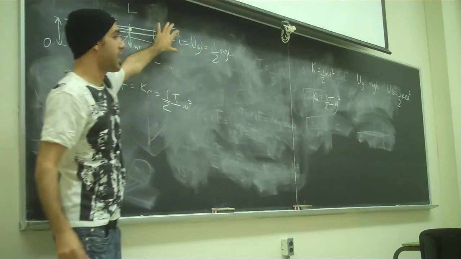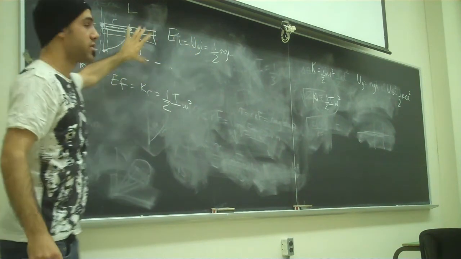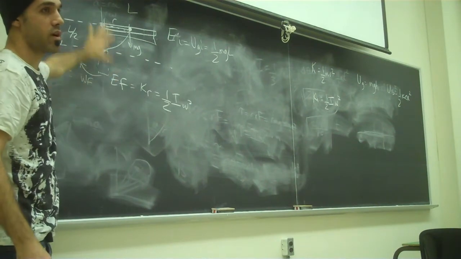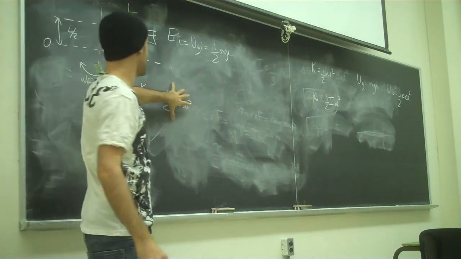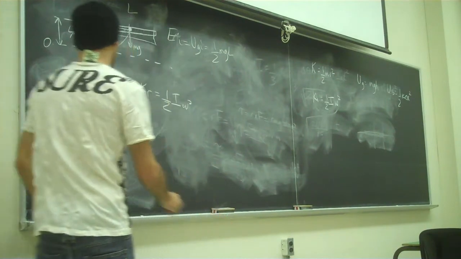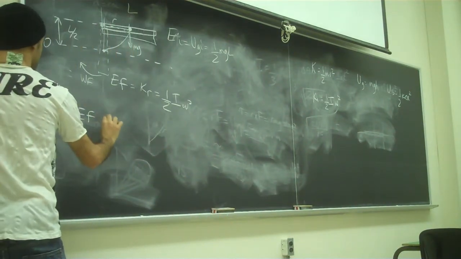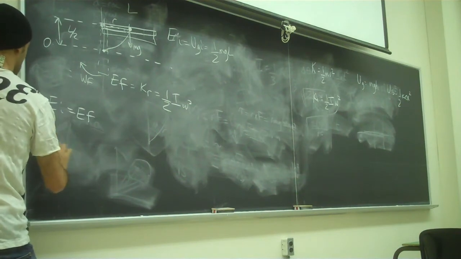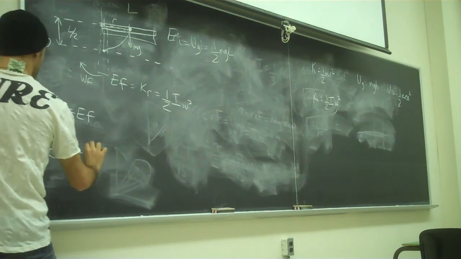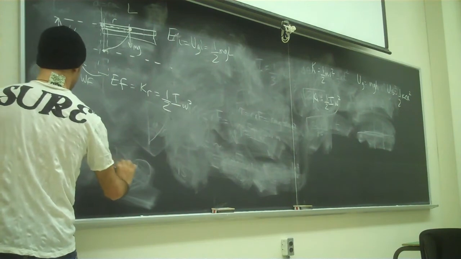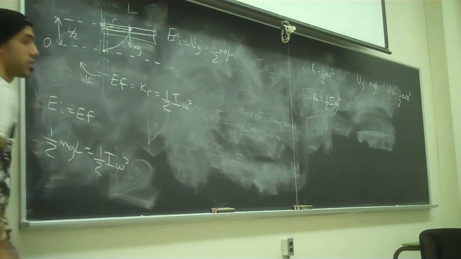So whatever initial energy I have in the system should equal the final energy when the rod is at the bottom. So I can pretty much equate this to this. Equating the two, E initial equals E final, gives me that 1/2 mgl should equal 1/2 I omega squared.